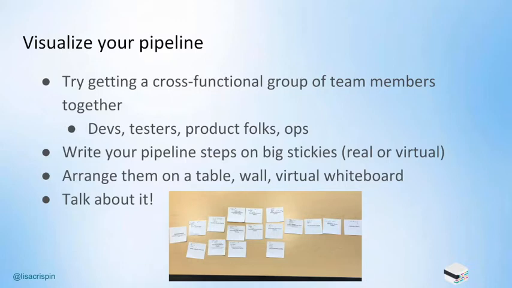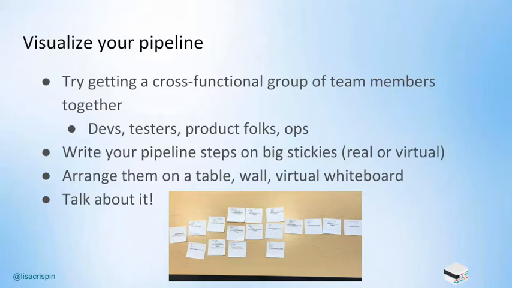So, early on, I said to you, imagine you're trying to get a hot fix out to production. What steps does it have to go through? What has to happen to get that out there? This is a great thing to do with your team. And this is an exercise that Ashley and I do in our tutorial. So get a cross-functional group of team members together, or if your team's small enough, get the whole team together. And then stand around a table or in front of a wall, and write the stages or steps of your pipeline on big sticky notes or cards.